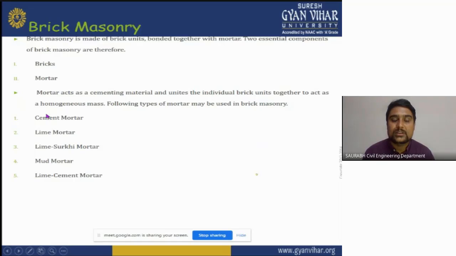Now we will see what brick masonry is. Brick masonry is made of brick units bonded together with mortar. The two essential components of brick masonry are, as you can see, the first one is brick and the second one is mortar. Now what is mortar? Mortar acts as a cementing material and unites the individual brick units together to act as a homogeneous mass. The following types of mortar may be used in brick masonry: cement mortar, lime surkhi mortar, mud mortar, and lime cement mortar. These are also types of mortar.